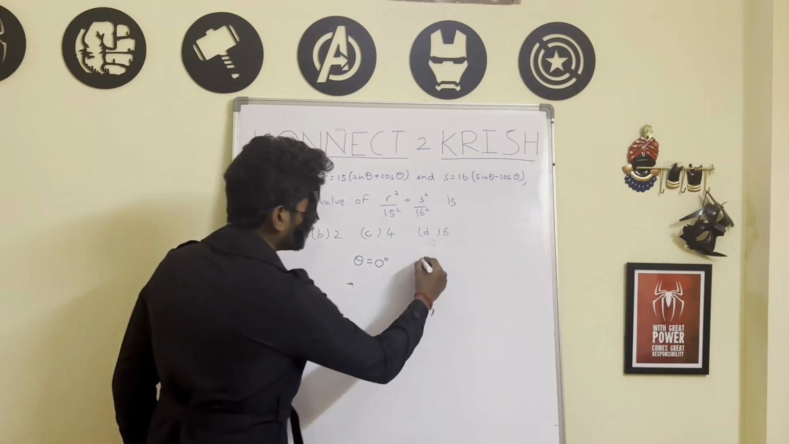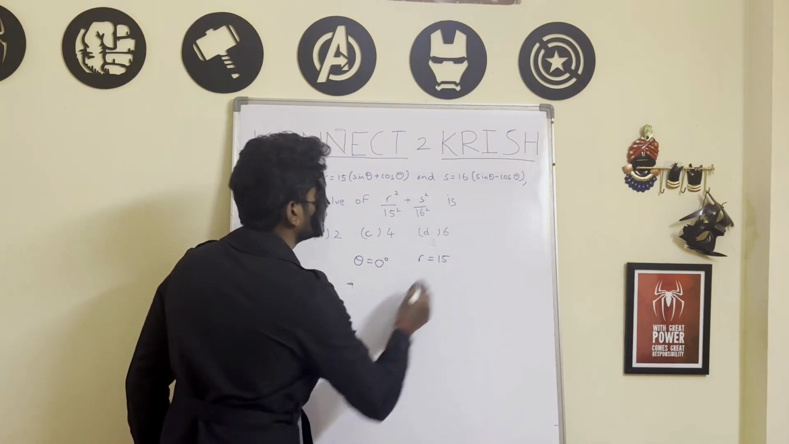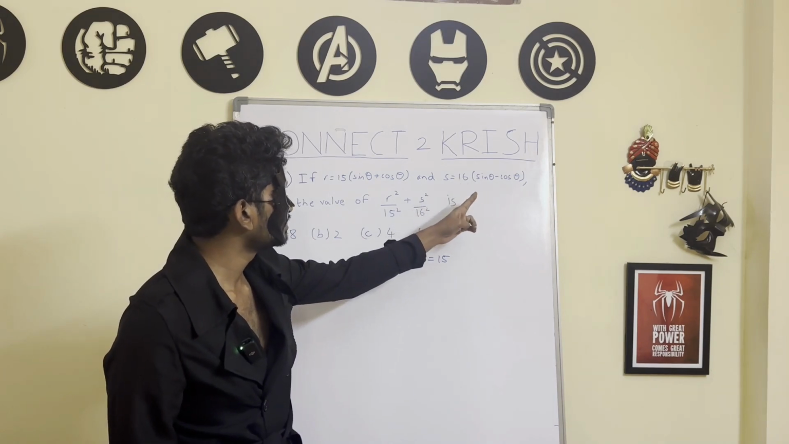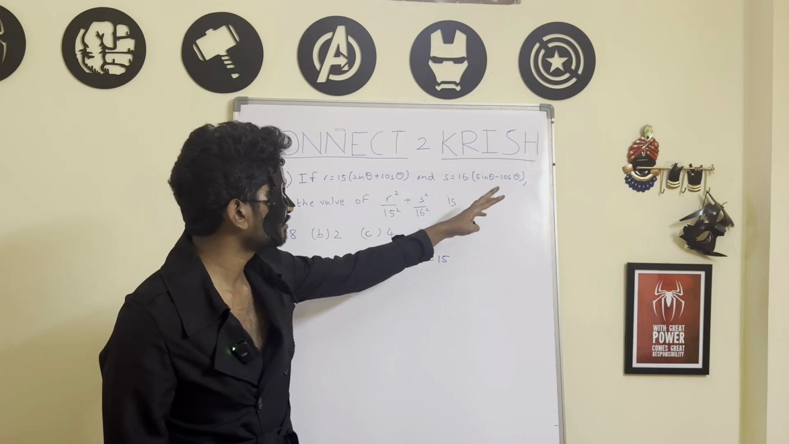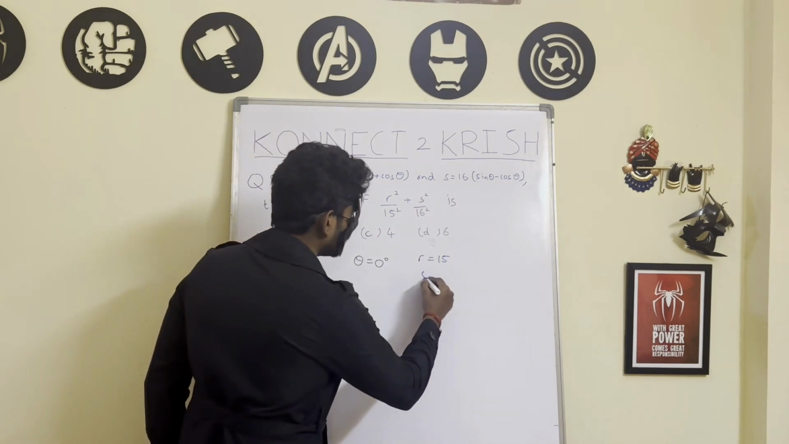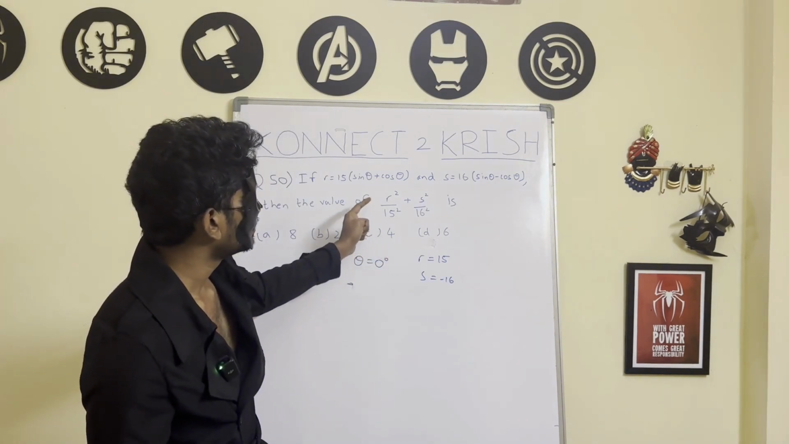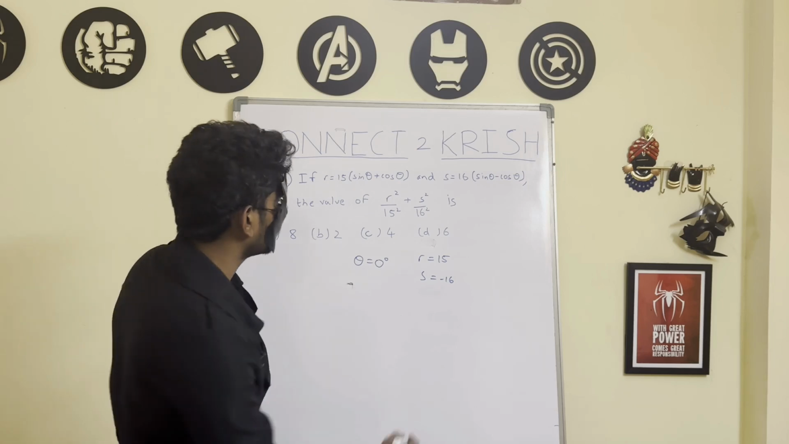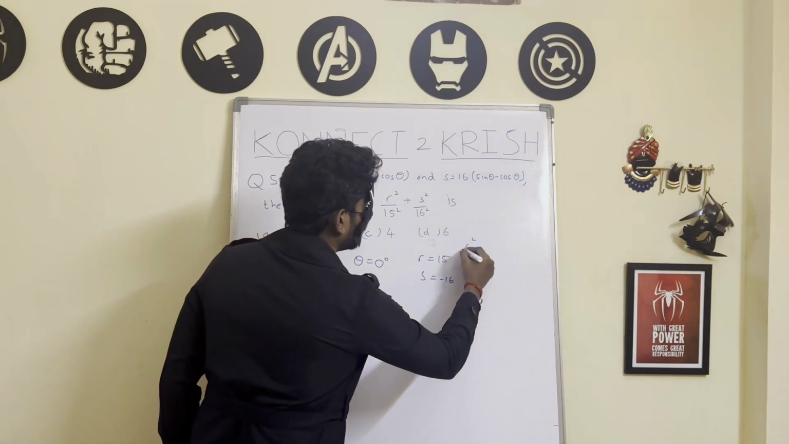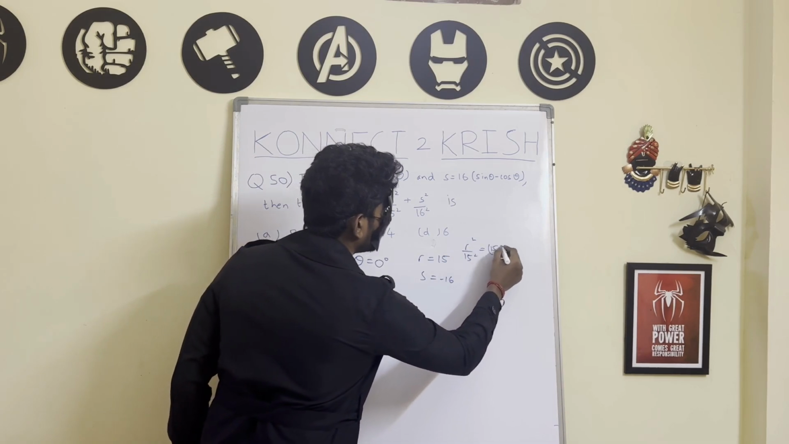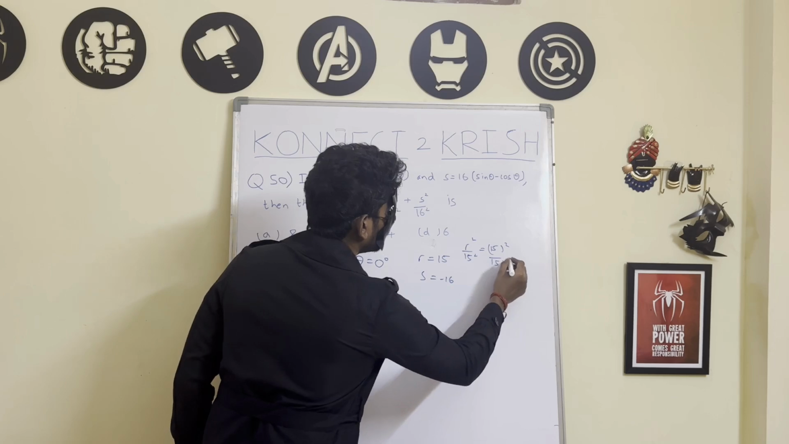So R value will be nothing but 15, and again here sin 0 will be 0 and cos 0 will be 1, so S value will be nothing but minus 16. Now substitute in this equation. R square by 15 square is equal to 15 square by 15 square, which is nothing but 1.